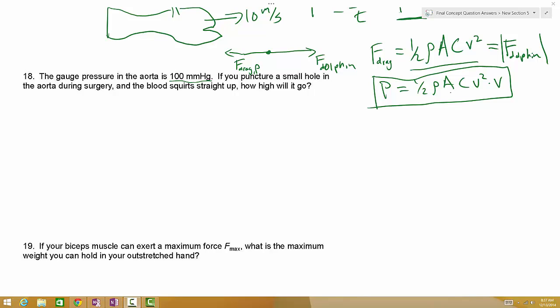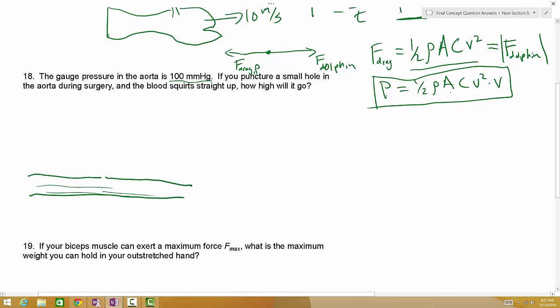Okay, so the question is asking, the gauge pressure in the aorta is 100 millimeters of mercury. If you punctured a small hole in the aorta during surgery, which is kind of dark, and the blood squirts straight up, how high will it go? So we have our aorta here. There's a punctured hole in it. There's some blood flowing through here, and through the hole there's some blood that squirts up, and we want to know how high does it go.